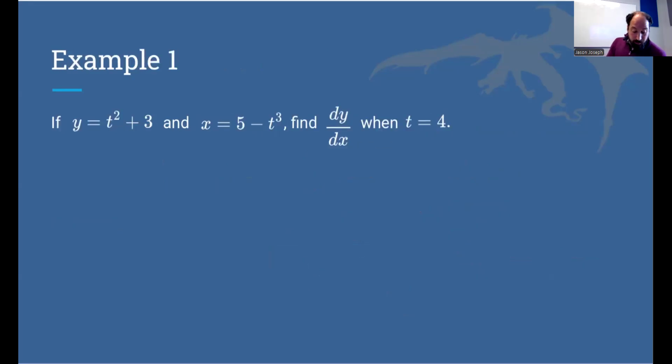So let's see how to use that. Here our parametric equations are that x is 5 minus t cubed and y is t squared plus 3. And it says find dy dx when t is equal to 4. Again, from Calc 1, you should know you need to find dy dx as a function before you go plugging anything in. And what our formula says is that dy dx is dy dt over dx dt.